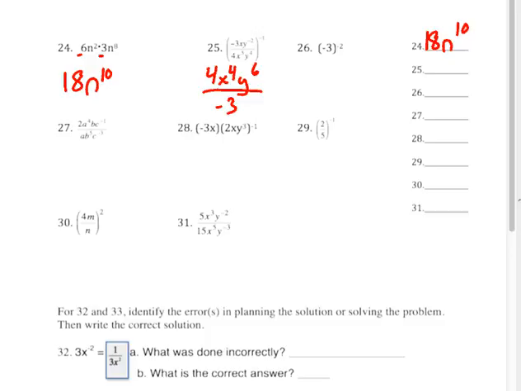Number 26. So number 26, again, the thing that I noticed is the negative exponent, okay? So what that means is I'm going to move that whole thing down. Okay, so negative exponent, move it to the bottom, so now it is a positive exponent. -3 squared, so -3 times -3 is going to end up as a positive 9.